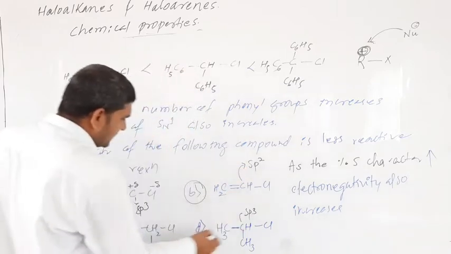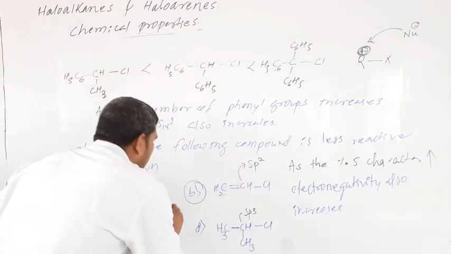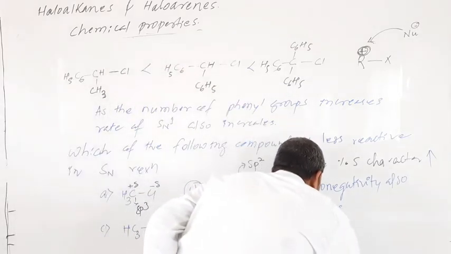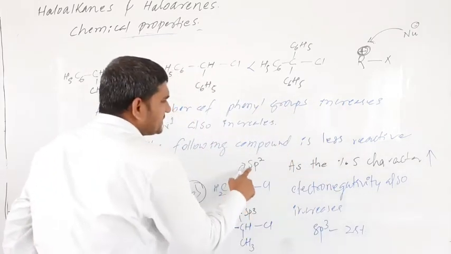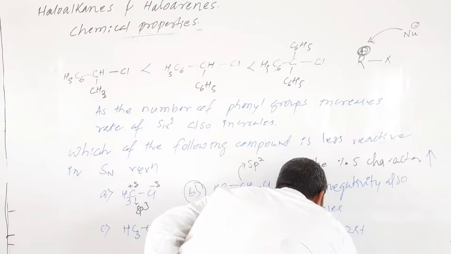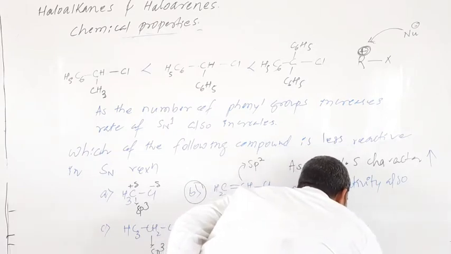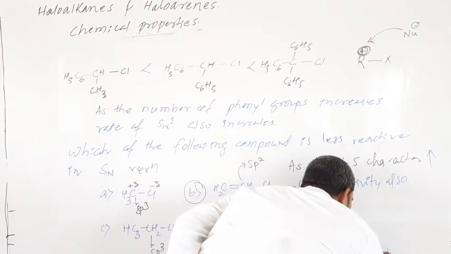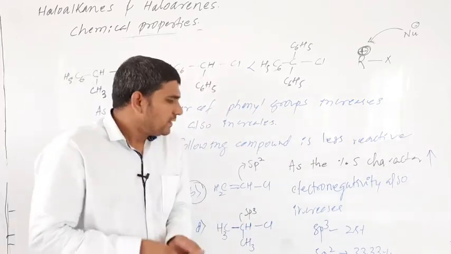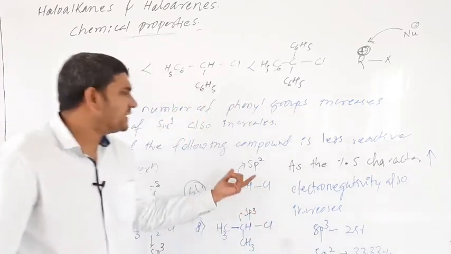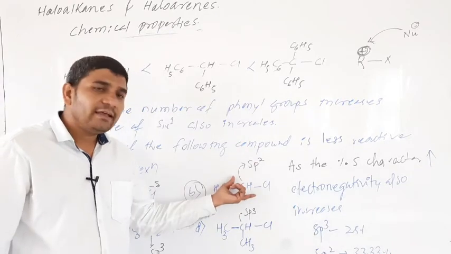Over here in these three cases, what is the s character? In sp3, what is the s character? 25% of s character. In case of sp2, what is the s character? 33.33%. Am I right or not? You studied this in first year, that's why I am telling directly. Okay. In case of sp2, the s character is 33.33%. This is highly electronegative.